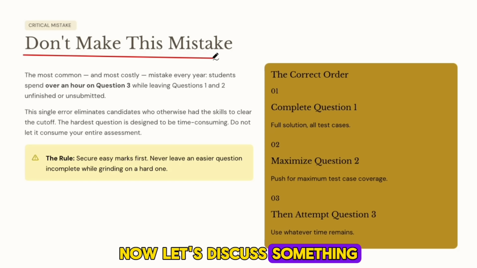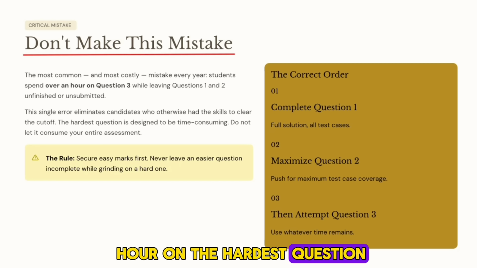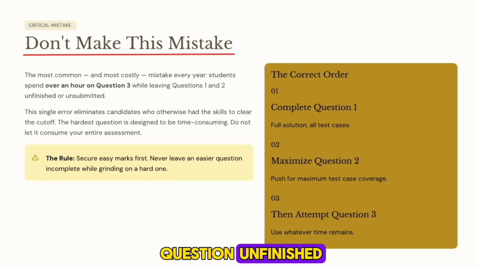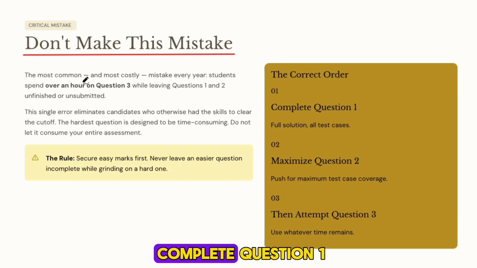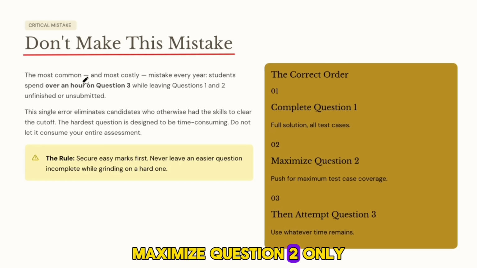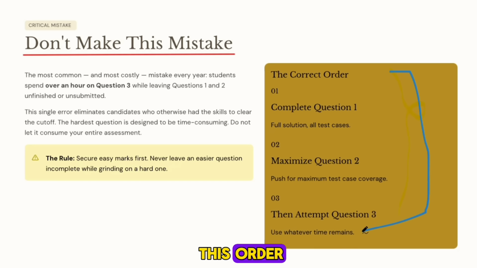Now let's discuss what mistakes you should not make. One mistake I see every year is students spending more than 1 hour on the hardest question while leaving the easiest question unfinished. Don't do that. Secure your marks first. Complete question 1, maximize question 2, and only then move to question 3. You should be following this order.